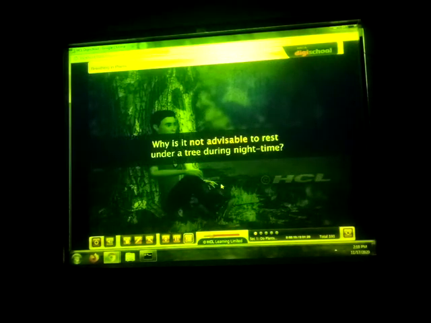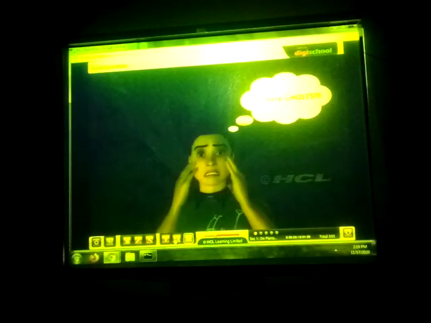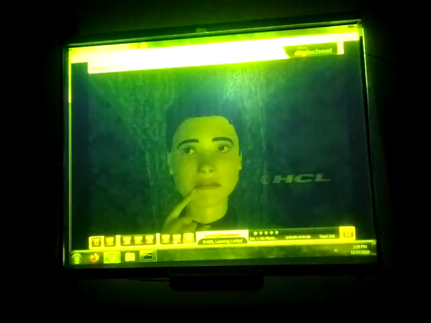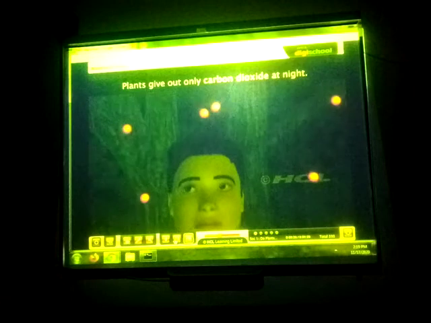During hot summer days, we enjoy sitting under the shade of trees. But why is it not advisable to rest under a tree during the night time? No, this is not a fictitious horror story. It is about a scientific fact. The reason behind this advice is that plants are giving out only carbon dioxide during the night.